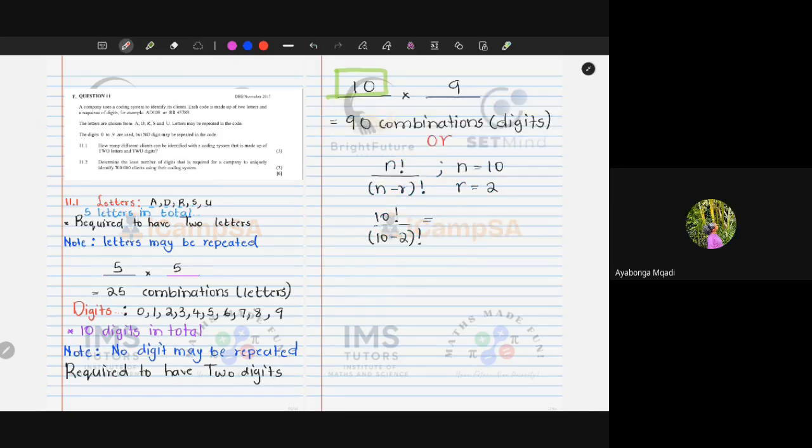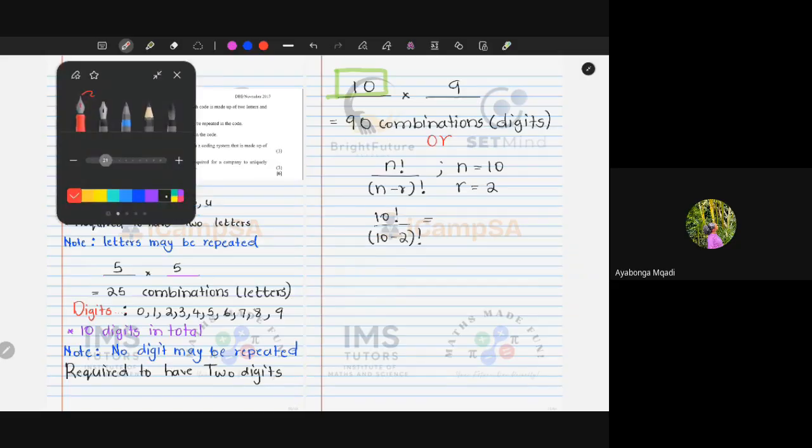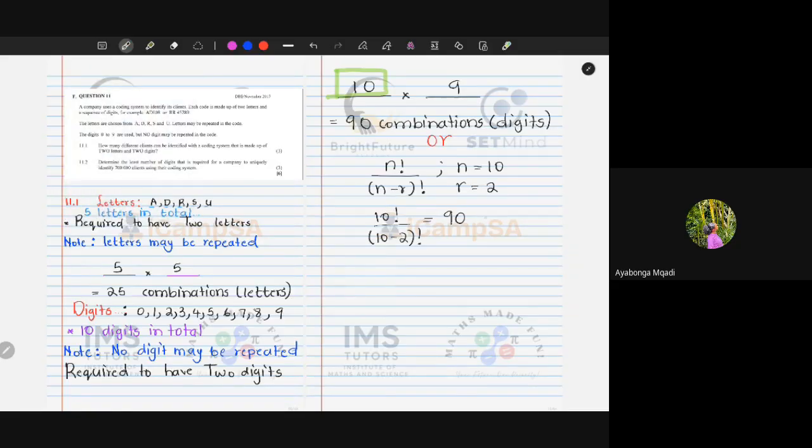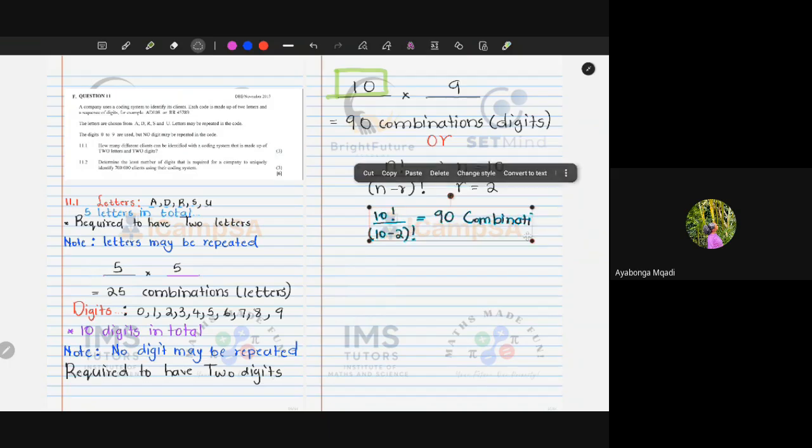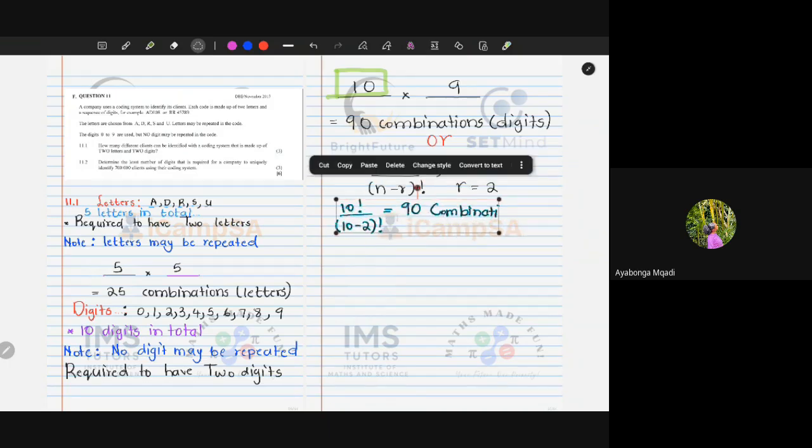What is the answer? 90. Okay, so it looks like our formula works, isn't it, guys? You can go and show others at school and say, do you know that equation for permutations? And yes, it works. So we have 90 combinations.